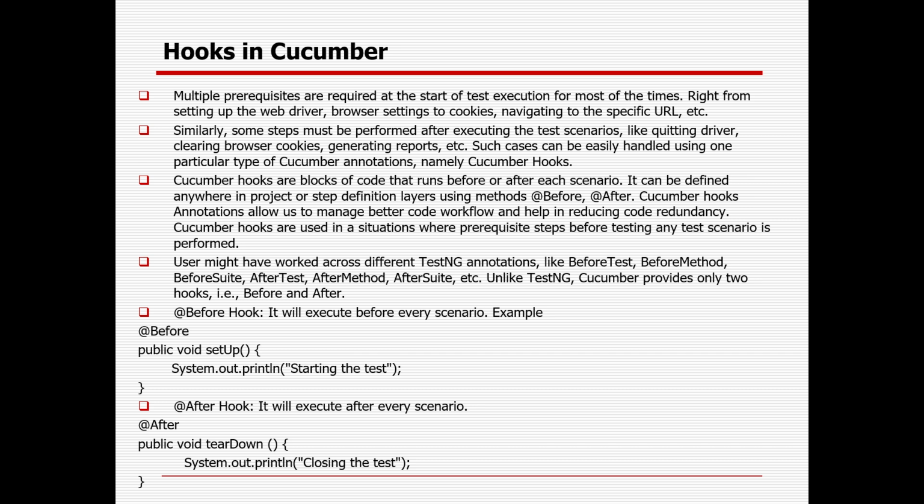The user might have worked across different testing annotations like before test, before suite, before method, after test, after suite, after method. So unlike TestNG, Cucumber provides only two hooks, before and after. In Cucumber, only two hooks are available, before and after. There are no other hooks available. So that is the difference between Cucumber and TestNG.